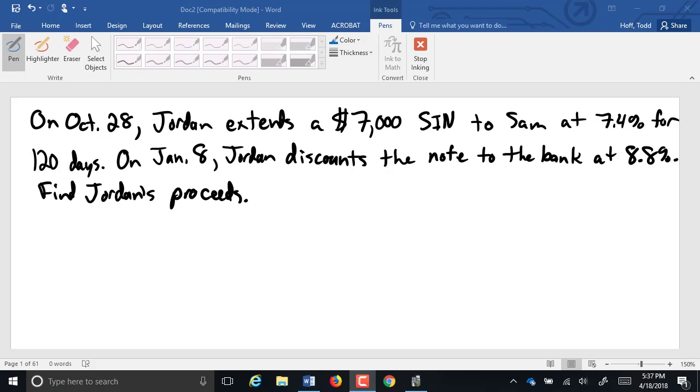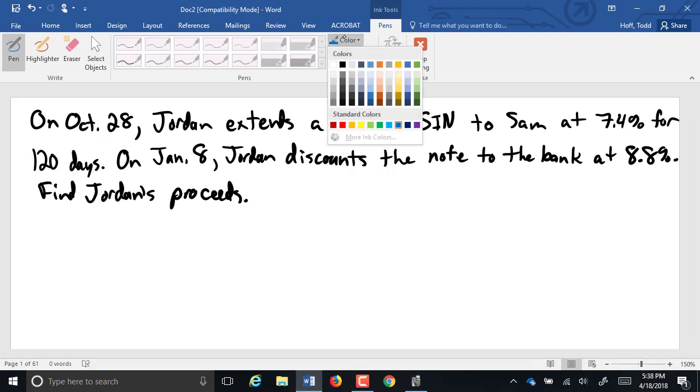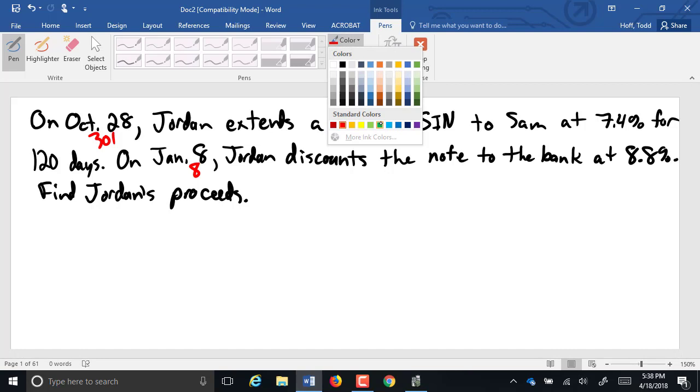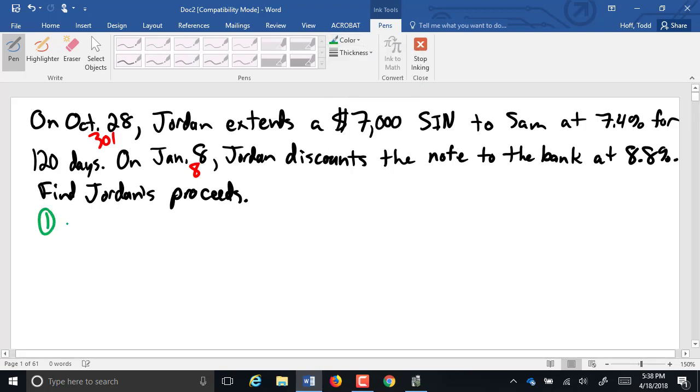So the first step you have to do here is you have to find the days. If you look up October 28th, what date does that come out to be on our calendar? What's that? 301. Perfect. And of course, January 8th is day 8. Step 1 is to find the maturity value of the original note.